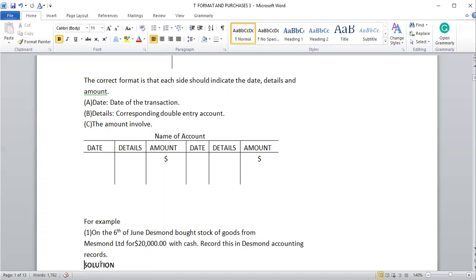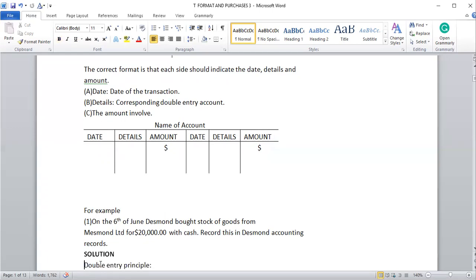So every debit entry has a corresponding credit entry. There are steps to follow concerning the double entry system, and we are going to use those steps to answer this question. I've already made a video for the double entry principle, so you can check below and click on the link to watch that video. It will really help you to understand the double entry system. So let us go on.